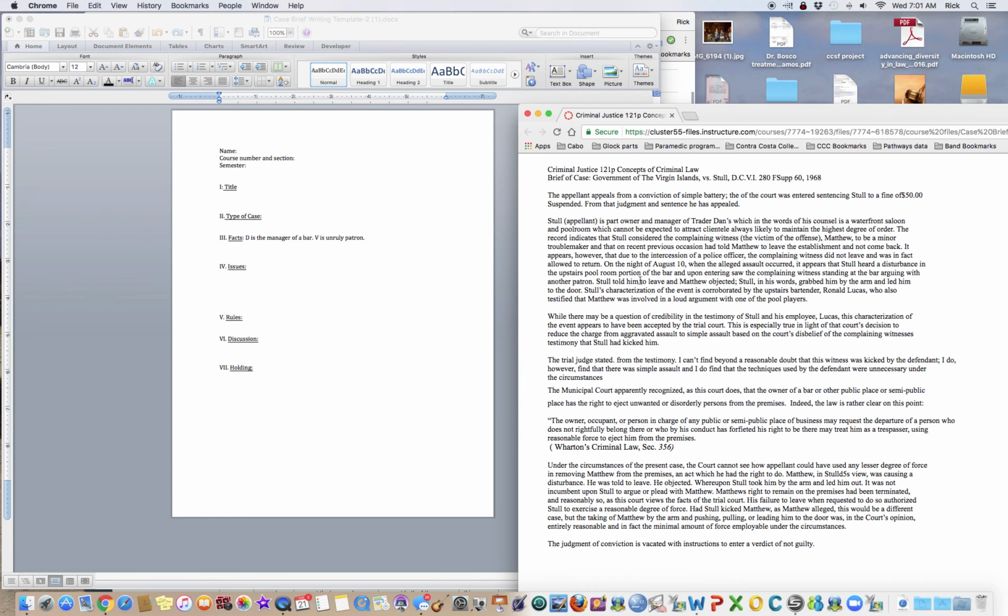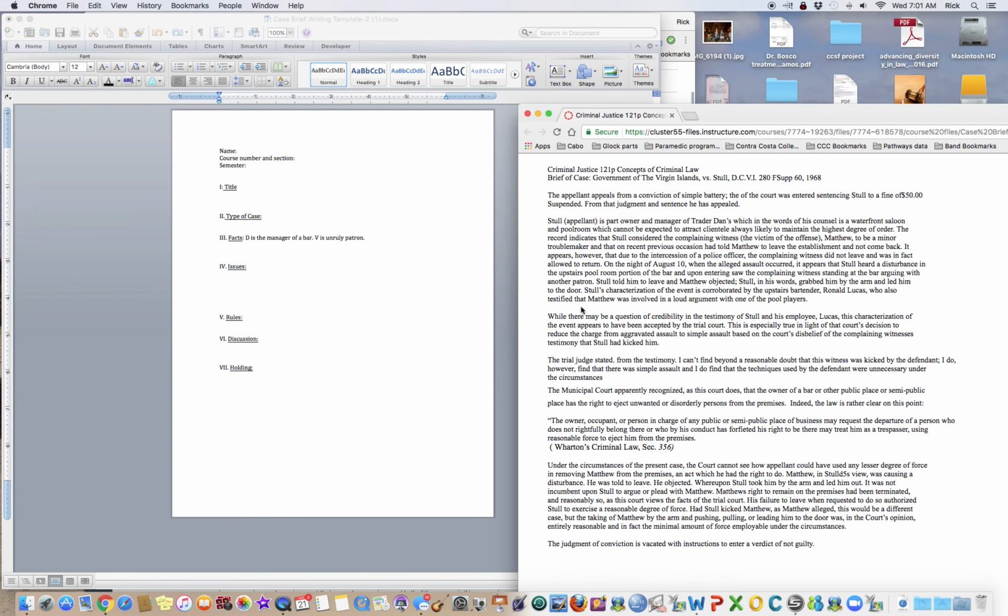So Stull heard a disturbance in the upstairs barroom. So D heard a disturbance in the upstairs barroom, and then he goes upstairs, and D is standing at the bar arguing with the patron. He tells him to leave, and V objects. Basically, he says no, I'm not going to go, and D grabs him by the arm and lets him out the door. There's all this other minutia that's here that you have to look at.